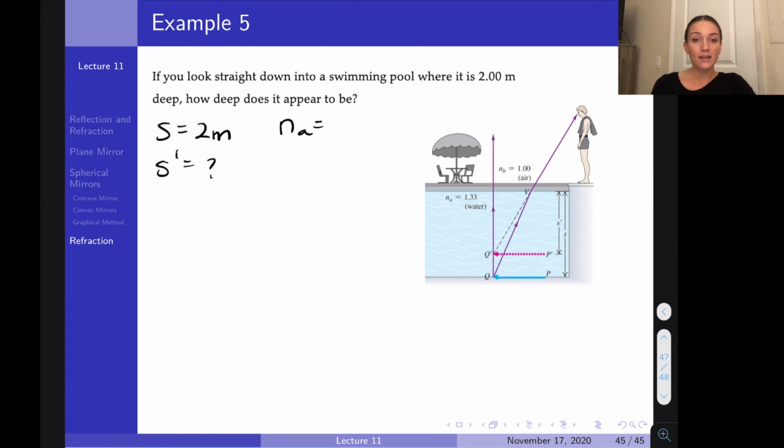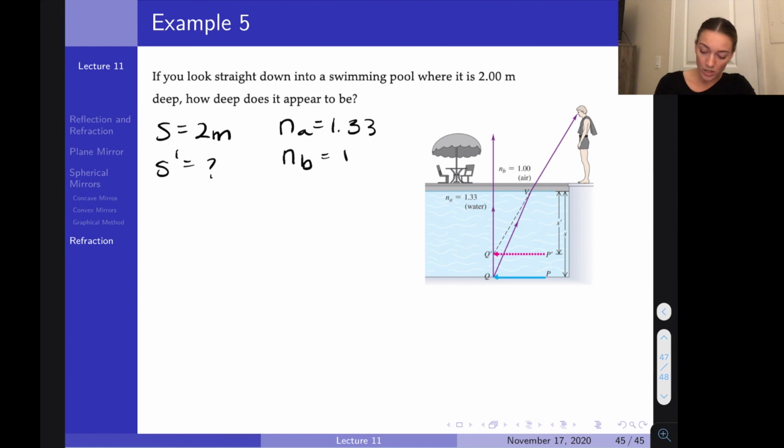So our NA is actually the index of refraction of water. So NA is actually 1.33. And this is really important because obviously if you don't get your indices of refraction right, you'll get all wrong negative signs and stuff. So NA is 1.33 and NB is the index of refraction of air.